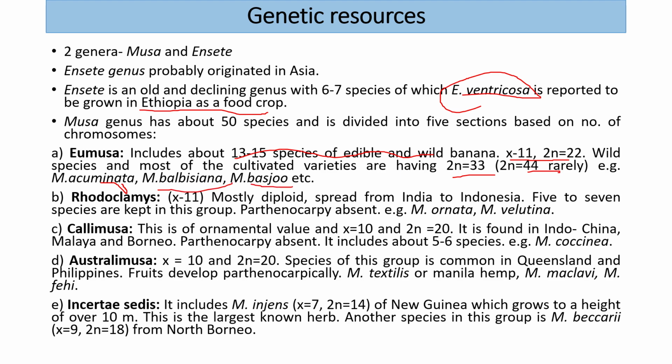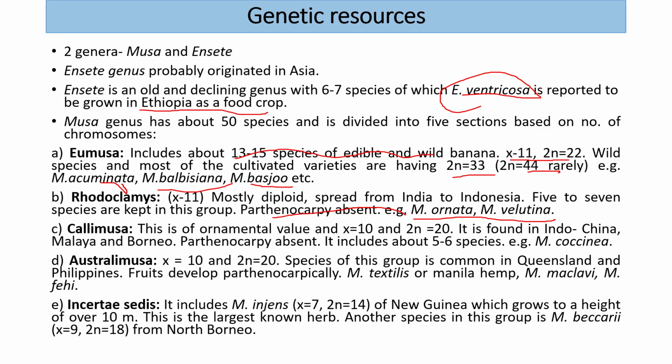The next section is Rhodochlamys, X equal to 11, mostly diploid. It is seen from India to Indonesia. 5 to 7 species are kept. And here parthenocarpy is absent. Example, Musa ornata and Musa velutina. This comes under the section Rhodochlamys.